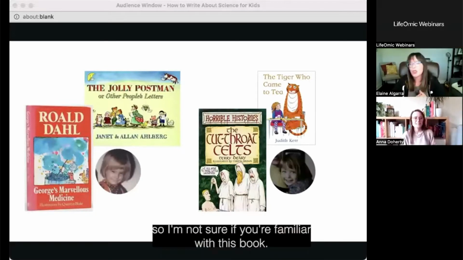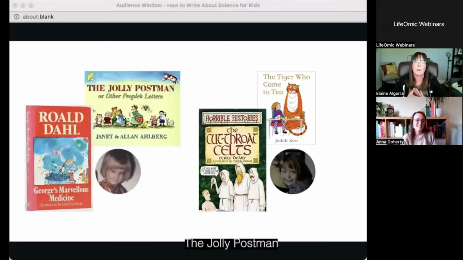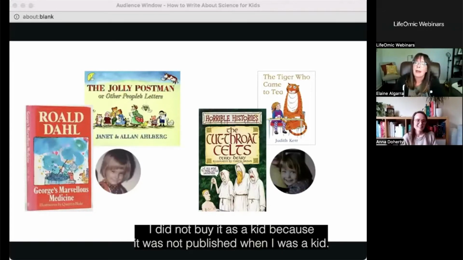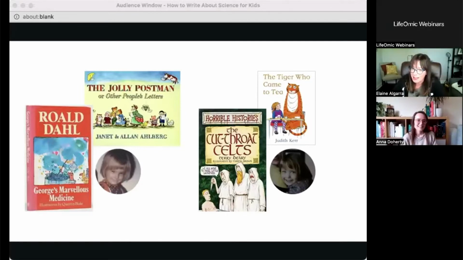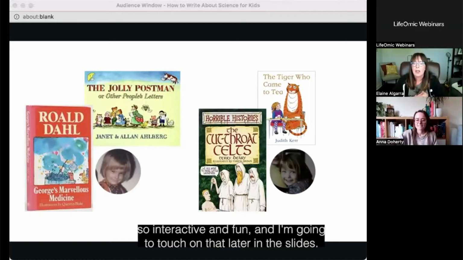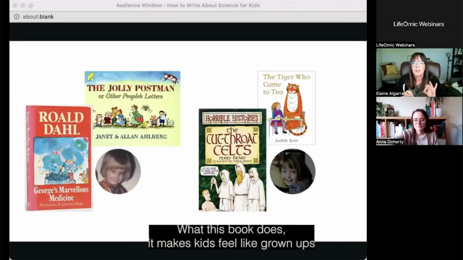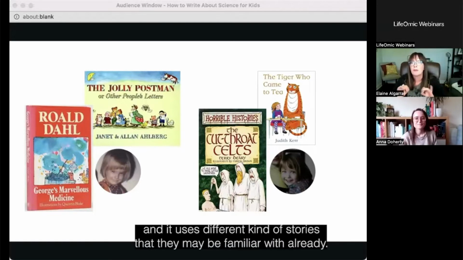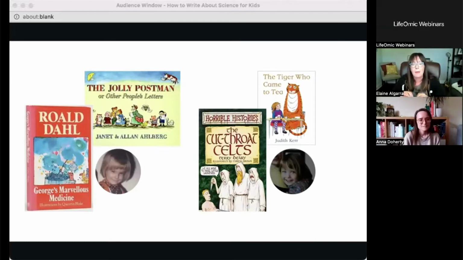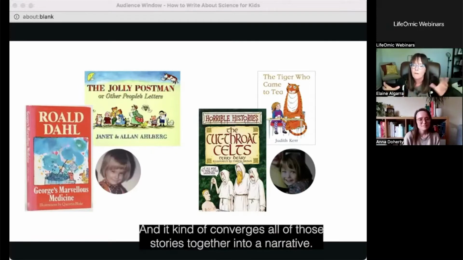I'm not sure if you're familiar with this book, The Jolly Postman. I actually bought this book as an adult. I did not buy it as a kid because it was not published when I was a kid. But what I love about it is that it's so interactive and fun, and I'm going to touch on it later in the slides. What this book does is it makes kids feel like grown-ups, and it uses different stories that they may be familiar with already, like The Big Bad Wolf, Red Riding Hood, Goldilocks and the Three Bears, and it converges all of those stories together into a narrative.